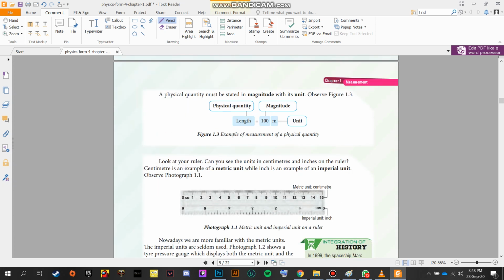Now the physical quantity must be stated in magnitude with its unit. For example, the physical quantity of length, if it has its unit of meter, can have the magnitude of 100. This is the example. It can also be 50, 60, anything you want.